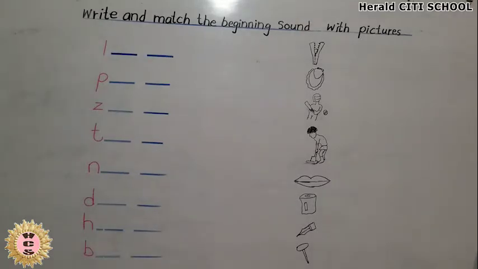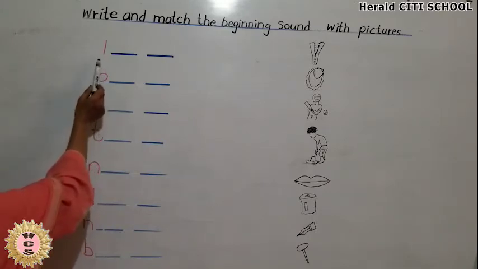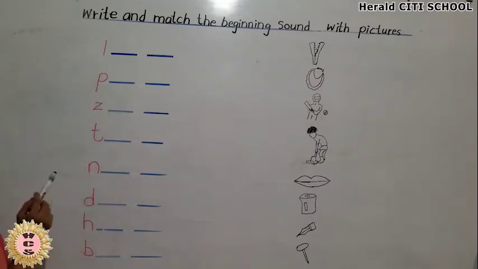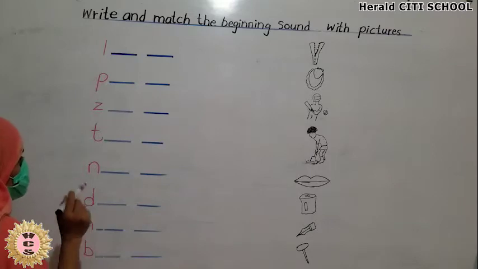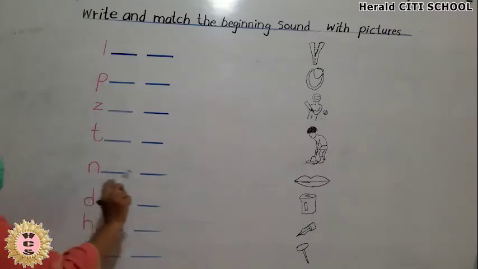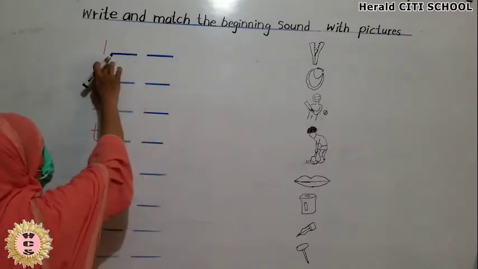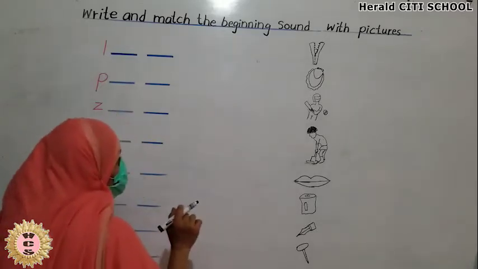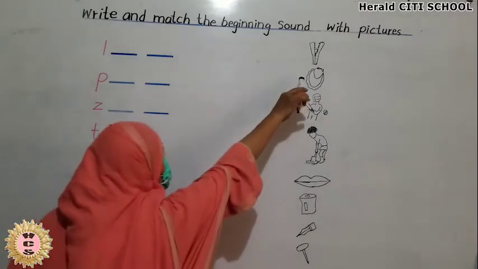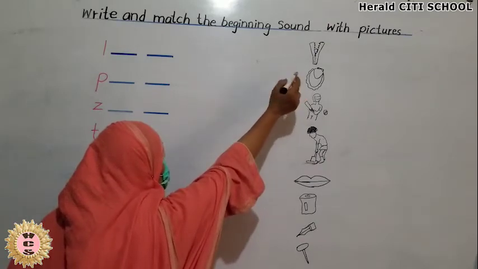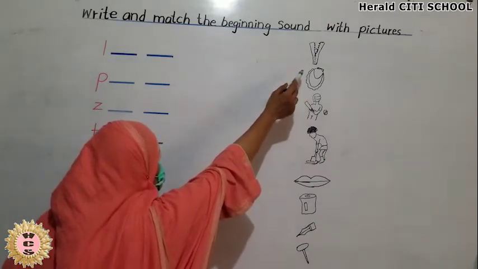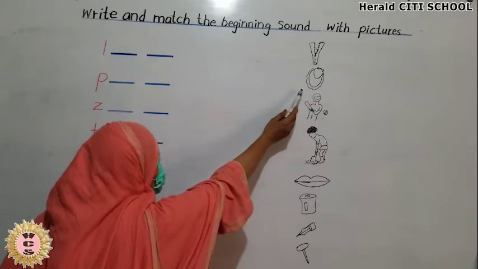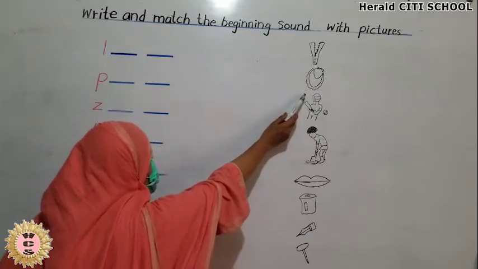Okay children, who will tell me what this is? Do you know, children, what this is? This is L. We can say L. So, could you tell me which pictures make the sound L? What is this? This is a zip. Z, zip. What is this? This is a bib. B.